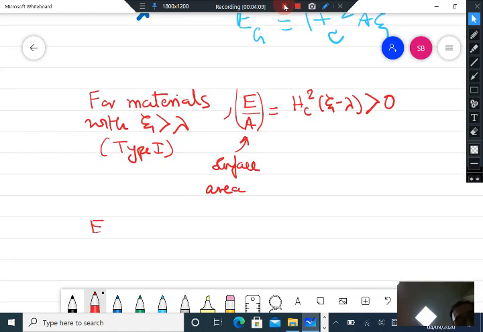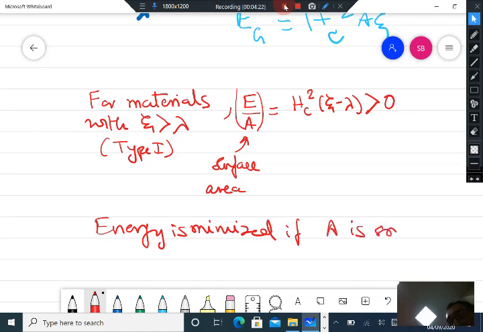So therefore the free energy is minimized if A is small. Okay, because every system likes to go into a lowest energy state, so the energy for the interface is minimized if A is small, because the energy E by A is greater than 0.